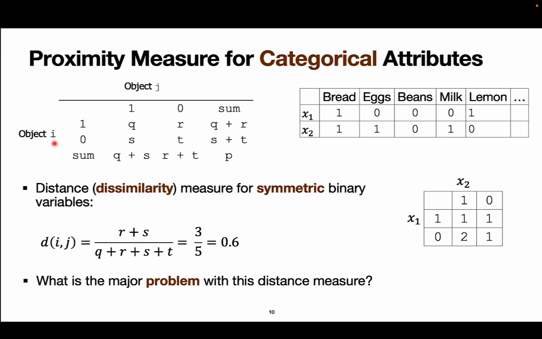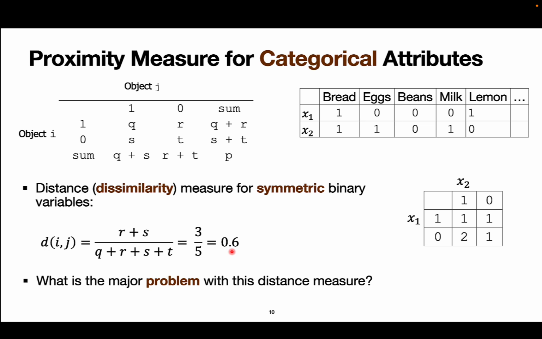So here we have object I and here object J. 1 and 1 are the things they agreed on, which is the bread, and as you can see there's a 1 here. T, the things they both did not buy, which is the beans. As you can see there is 1 here. S, the things that object J bought but not object I, which is 2, and the R, as you can see, is 1. So the distance in this case is going to be the things they disagreed on, which is the R plus S over the total Q plus R plus S plus T.